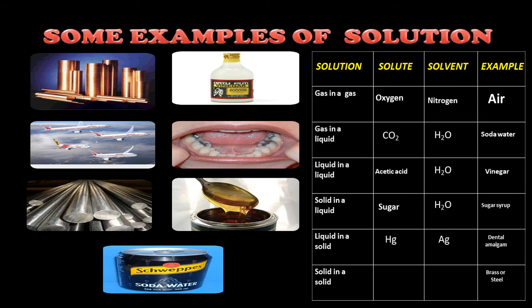The solution is gas in gas. If we have a gas in a liquid, like carbon dioxide in water, that is soda water. Another example, a liquid dissolving in a liquid, like acetic acid dissolving in water forming vinegar. Solid in liquid: sugar dissolves in water, the solvent, forming a sugary solution. Liquid in solid: mercury dissolves in silver, forming dental amalgam, which is used in case of teeth.